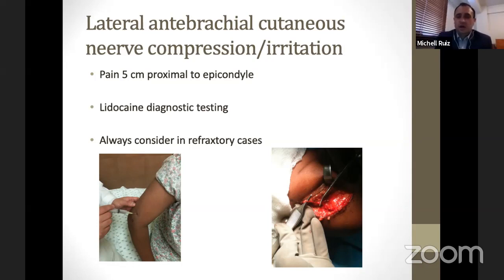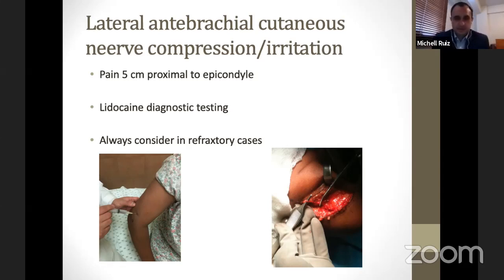What I do in all of these patients is to go through a lidocaine diagnostic test. What I do is mark my lateral epicondyle, then I go 2 inches proximal to the elbow and just infiltrate about 3 cc's of lidocaine. And almost immediately the pain is gone. This is a very important differential diagnosis that has to be kept in mind in patients that have gone through a surgery for lateral tendinopathy and they still experience pain.